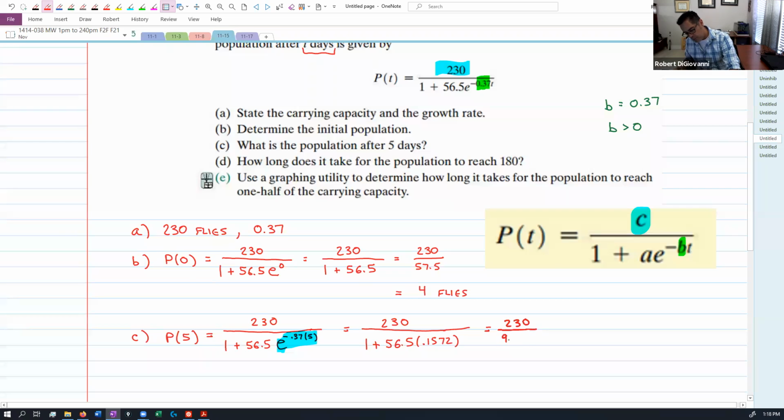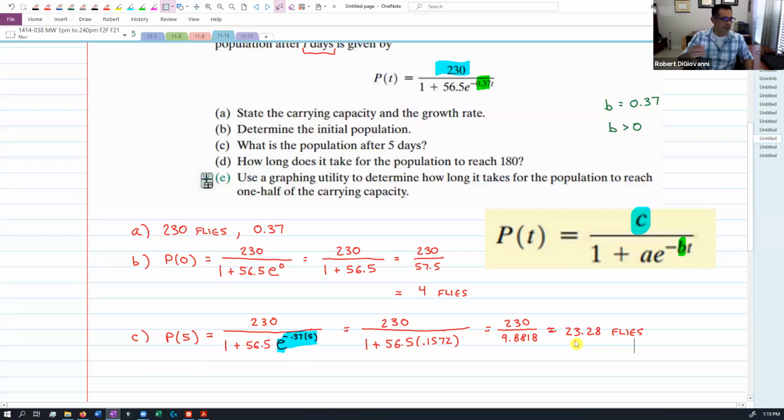I get about 9.8818, something like that. And then I'll take 230 and divide it by that. And you're going to get approximately 23.2728, something like that. About 23 flies. So after 5 days, you should expect to see about 23.2 flies. So about 23 flies or so.